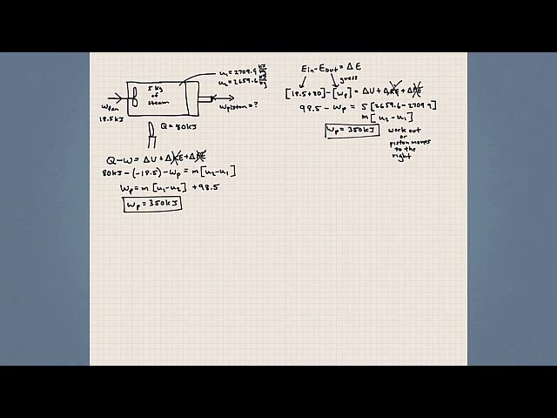So those were a couple examples. I'll work another example in the next lecture so we can continue to practice different applications of the first law of thermodynamics.